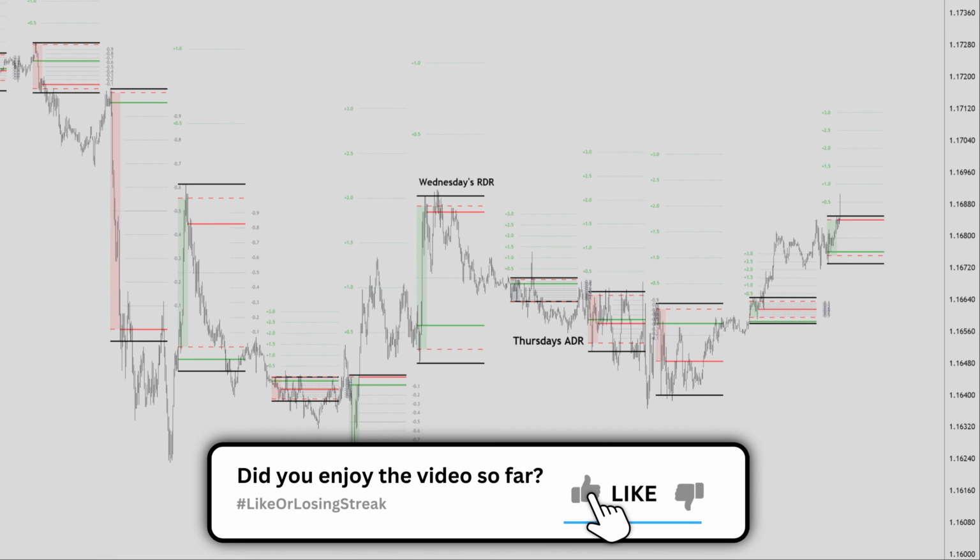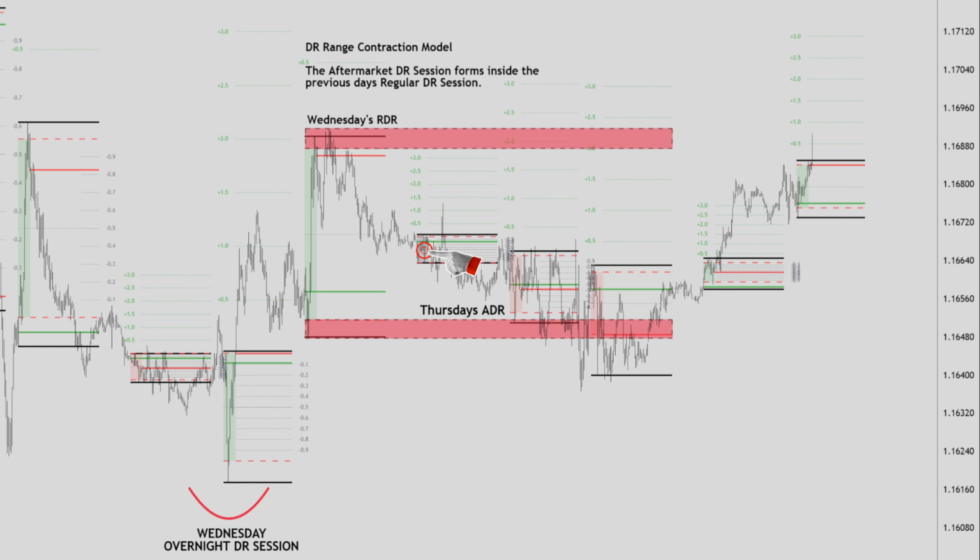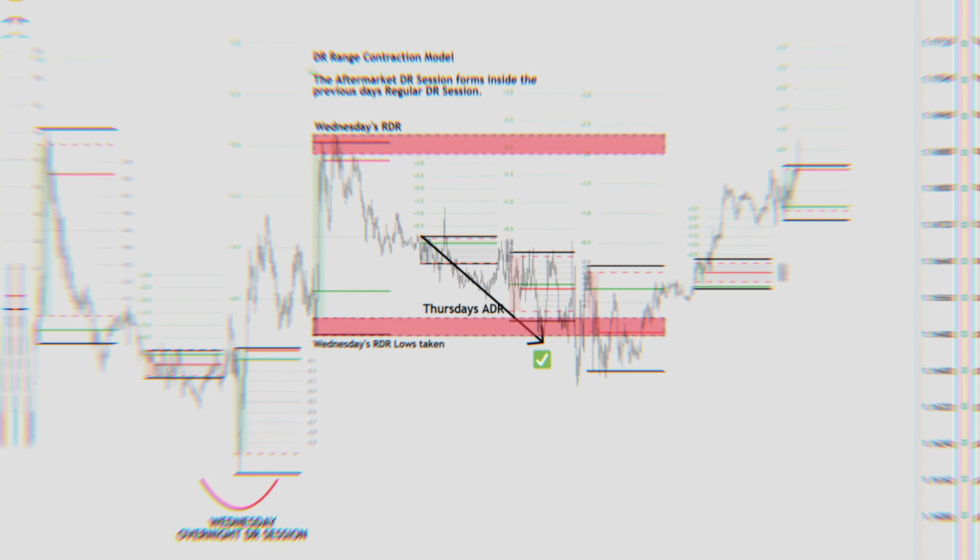When looking at the whole week's price action, Thursday's aftermarket DR session formed inside the previous day's regular session, also what I refer to as a DR range contraction model. Price is being squeezed into one direction before the explosive move is likely to happen. In this case, the squeeze happened to the downside and price took out Wednesday's RDR lows.